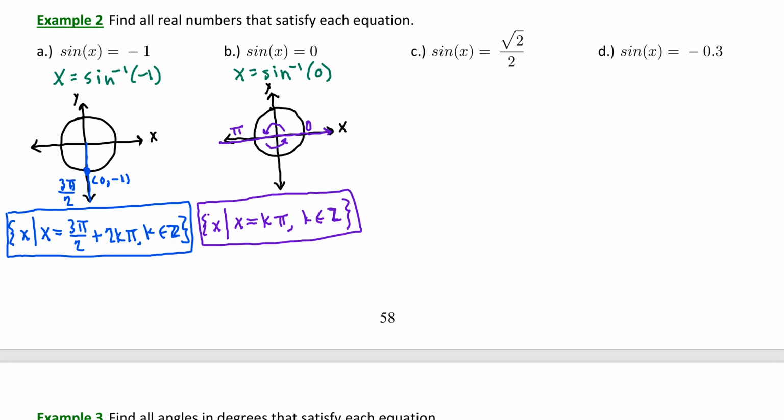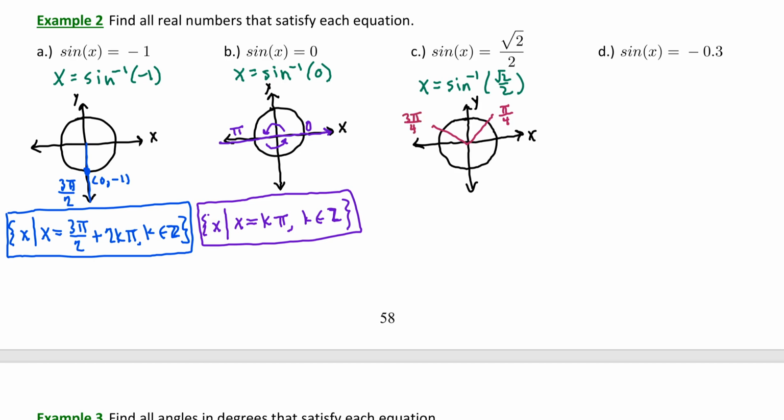Let's try example C. Sine of x equals square root of 2 over 2. So inverse sine of square root of 2 over 2 is how we'll obtain the solutions. We are looking for an angle on the unit circle whose sine, or y-coordinate, is equal to square root of 2 over 2. Hopefully you're already thinking about the reference angle pi over 4. Because sine of pi over 4 is positive square root of 2 over 2 in quadrant 1, we have our first solution. But remember, sine is also positive in quadrant 2. Sine of 3 pi over 4 is also equal to square root of 2 over 2. So those will be the springboards for our solution.